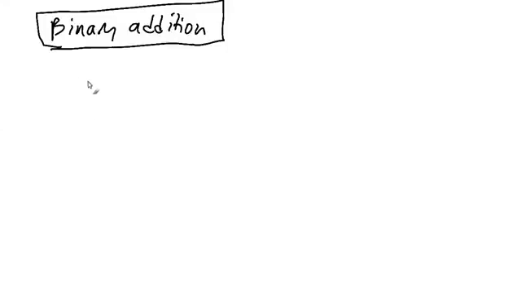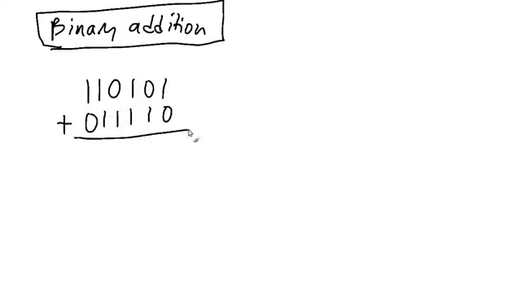So suppose I have a number like this. I have 1, 1, 0, 1, 0, 1. And I add that up with 0, 1, 1, 1, 1, 0. Okay? Add these two numbers together.